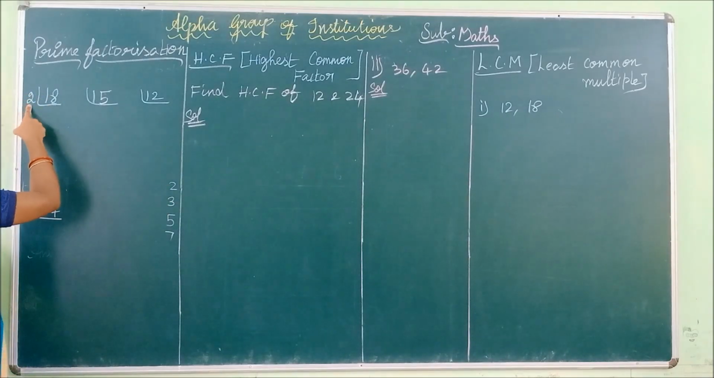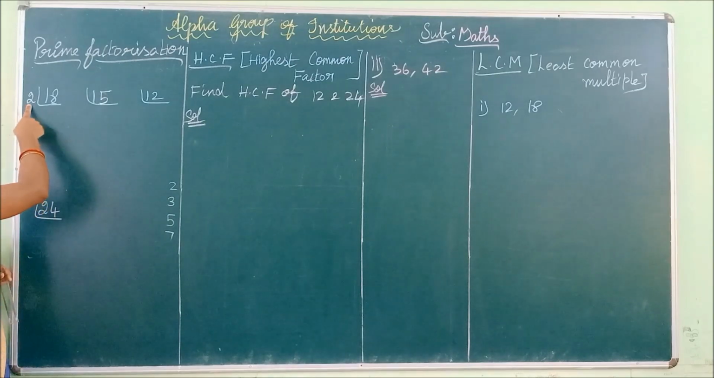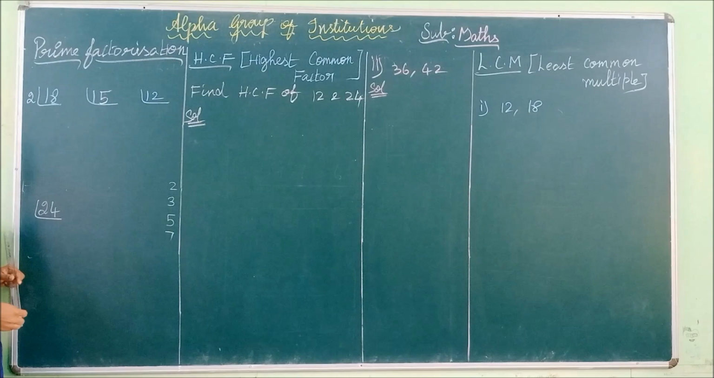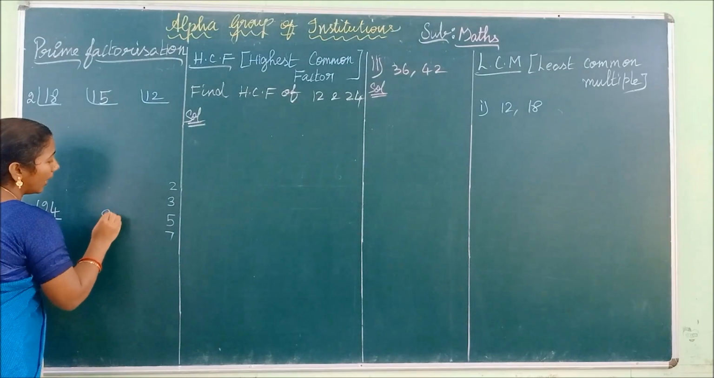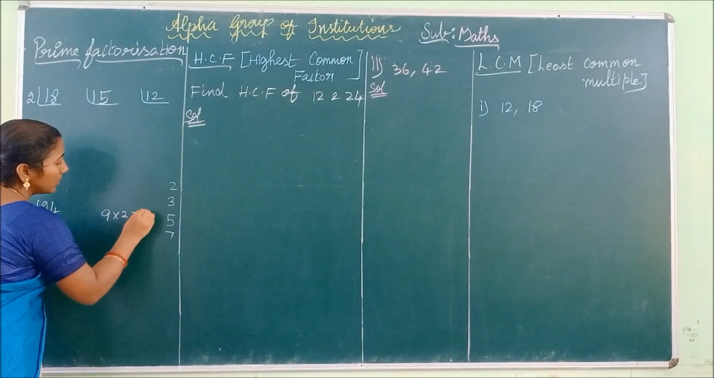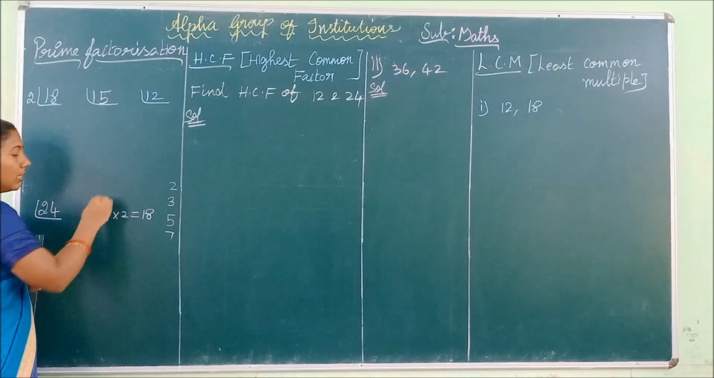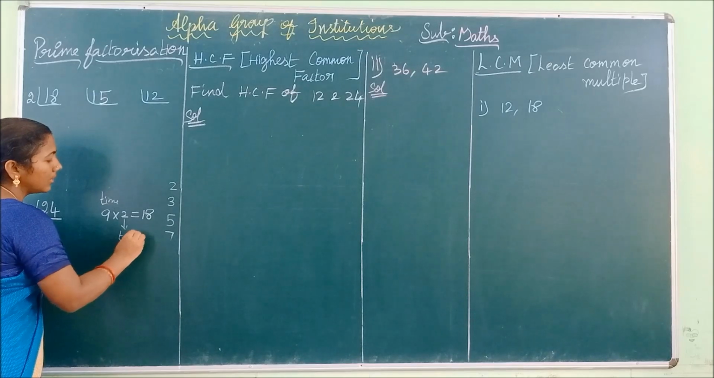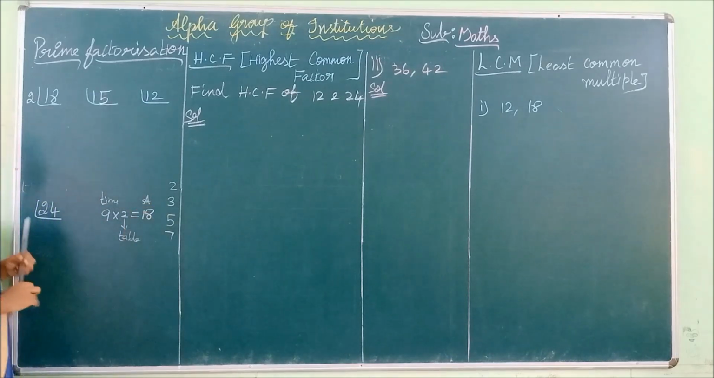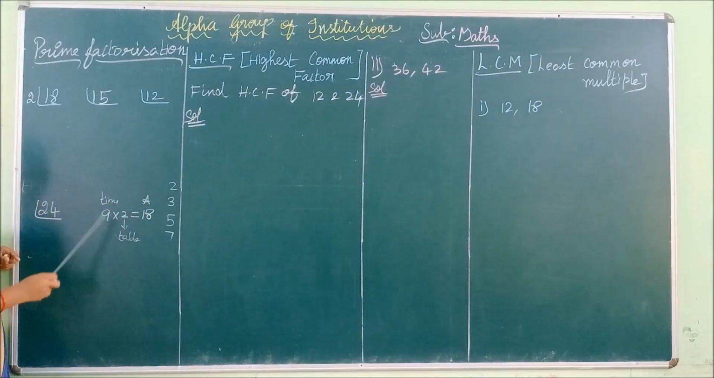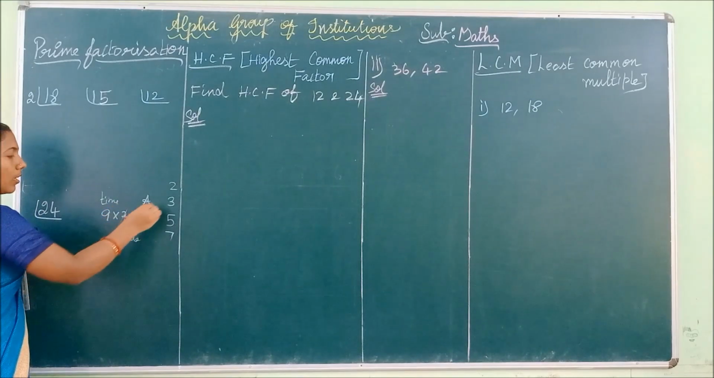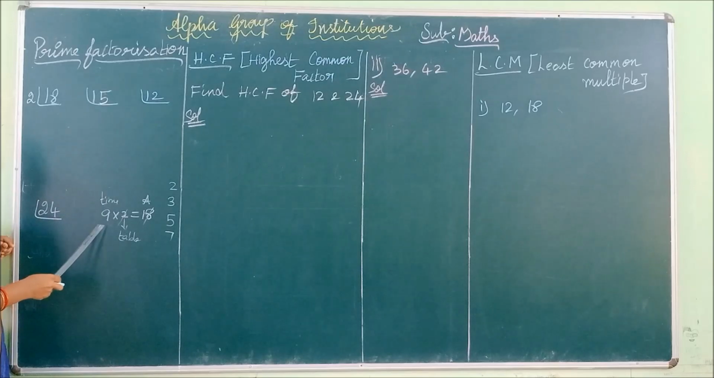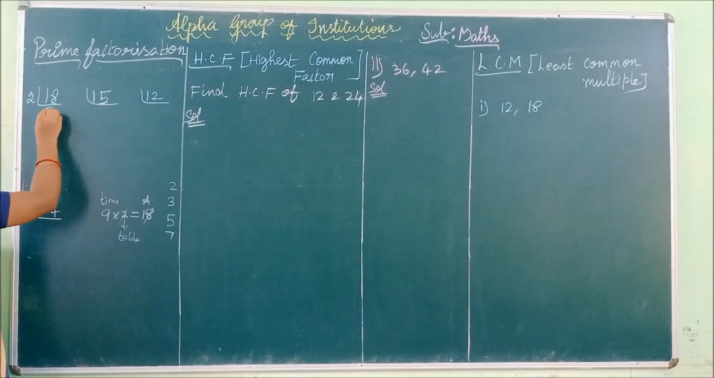So first our divisor is 2. Now we have to check how many times 18 comes in the 2 table. In the 2 table, 18 comes 9 times. This is the times, this is the table and this is the answer. Here you have to write only the times, not the table, not the answer. So in the 2 table 18 comes 9 times, so here you have to write 9.